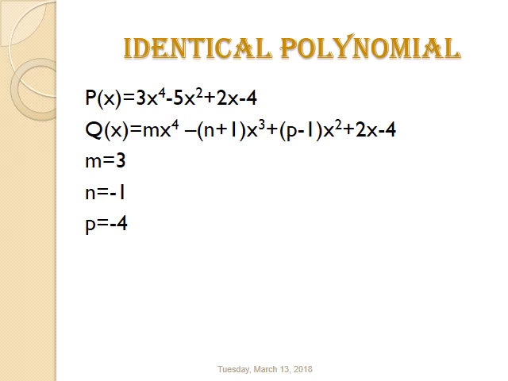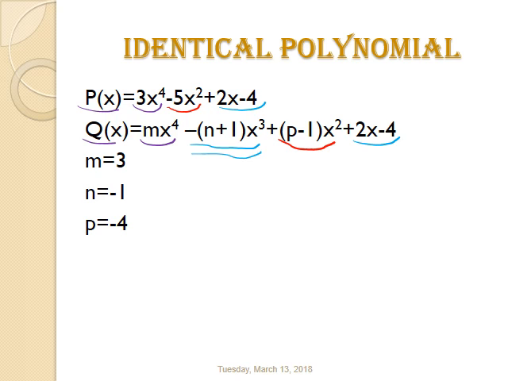Identical polynomials. Find m, n and p such that P of x and Q of x are identical. P of x and Q of x are identical if 3x to the power 4 equals mx to the power 4, minus 5x squared equals (p minus 1) x squared, 2x minus 4 equals 2x minus 4, and last, (minus n plus 1) x squared equals 0.